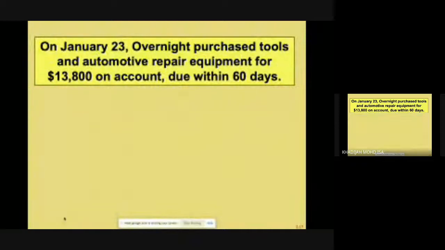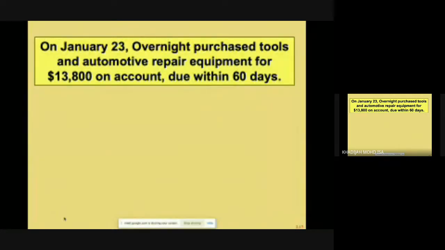Okay, now you have a purchase. When you first start your business, normally you don't make sales immediately, right? So normally you will have to purchase investments. In this case, you purchase tools and automotive repair equipment for 13,800 on account. When you see the words on account, it means that you pay on credit. You're not paying anything in cash now; you pay the amount later.